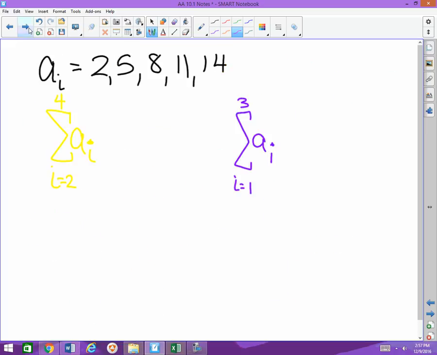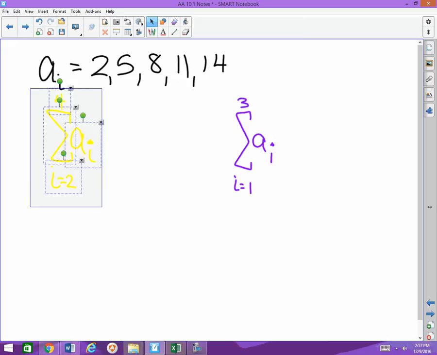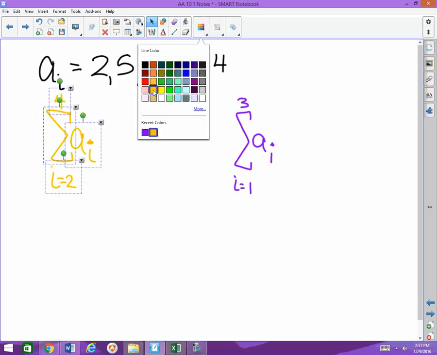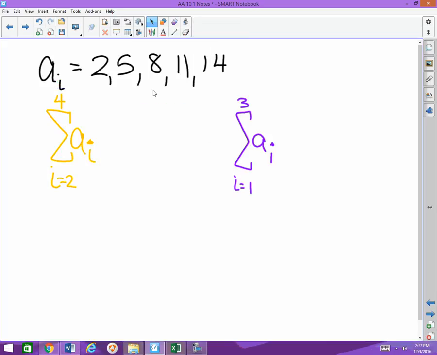Now, something like this says i equals 2 to 4 for A sub i. So that means we are going to take A sub 2 through A sub 4. So 2, 3, and 4, and add those up. 5 and 8 is 13 plus 11. That is 24.